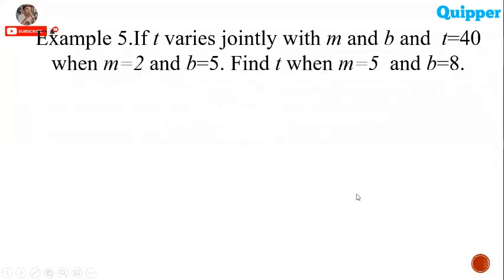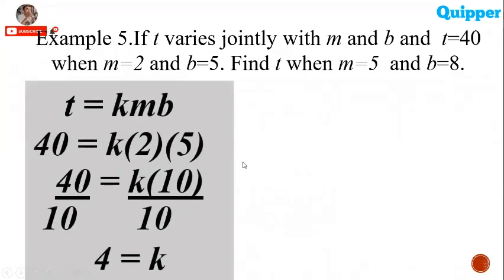Last example: if T varies jointly with M and P, and T is 40 when M is 2 and P is 5, find T when M is 5 and P is equal to 8. The same process as earlier. So we have here T is equal to kMP. T is 40, M is 2, P is 5. 2 times 5 is 10. Divide both sides by 10. You will have k, which is equal to 4.